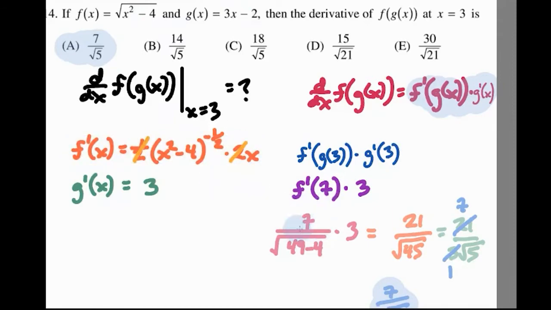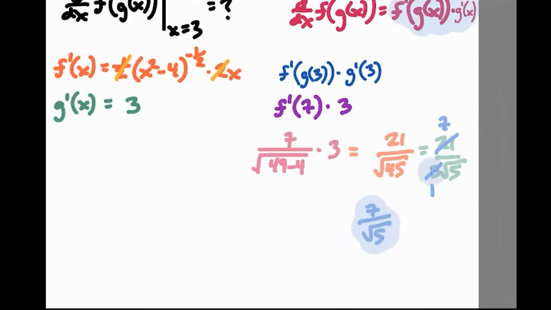And you get 7 over the square root of 49 minus 4 times 3, 45. The square root of 45 breaks down because there's a perfect square in there of 9. So 3 root 5, 21 over 3. Your answer is 7 over root 5.